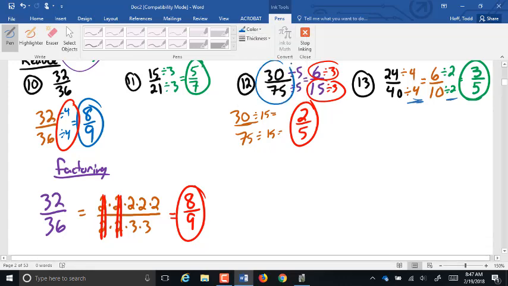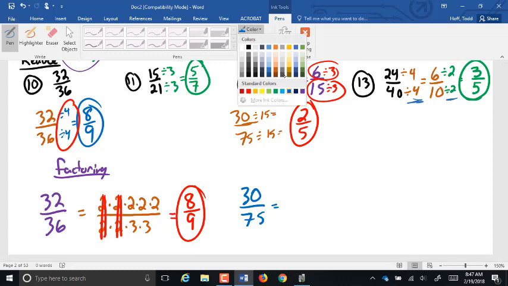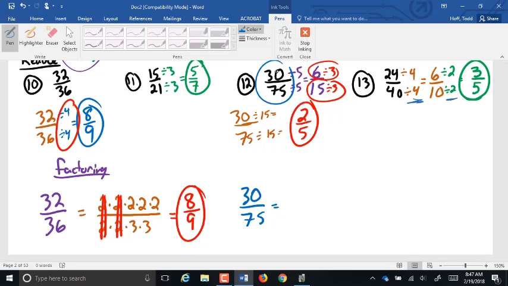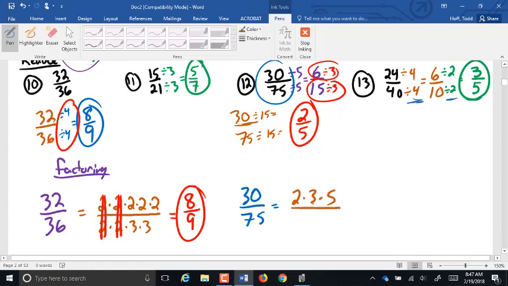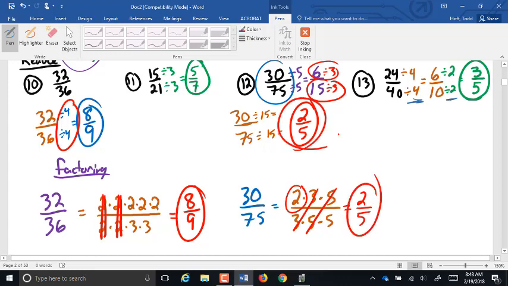Like over here, 30 over 75. 30 reduces to 2 times 3 times 5. 75 is 3 times 5 times 5. Any common factors I can cancel out? A 3 and a 5. What's left on top is just the 2, and on bottom is just the 5, 2/5. I've reduced that fraction.